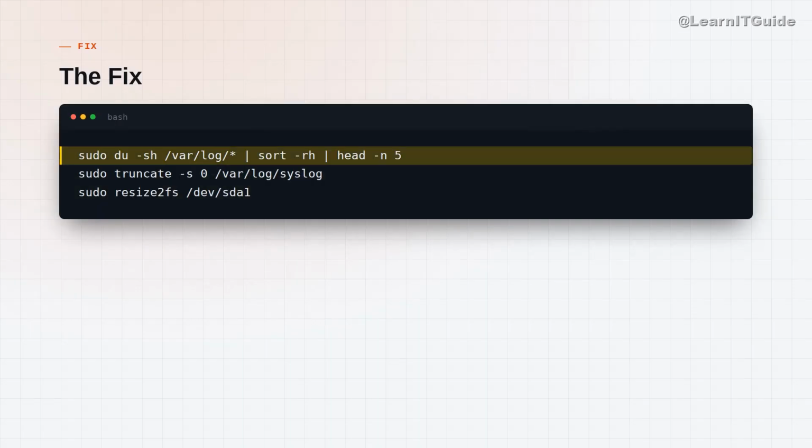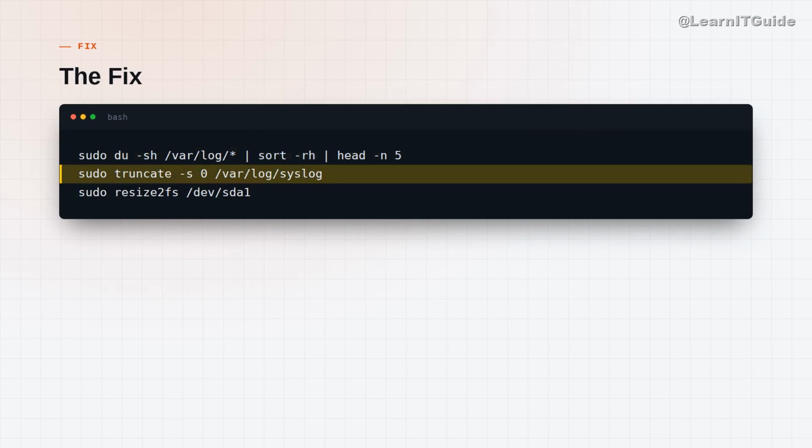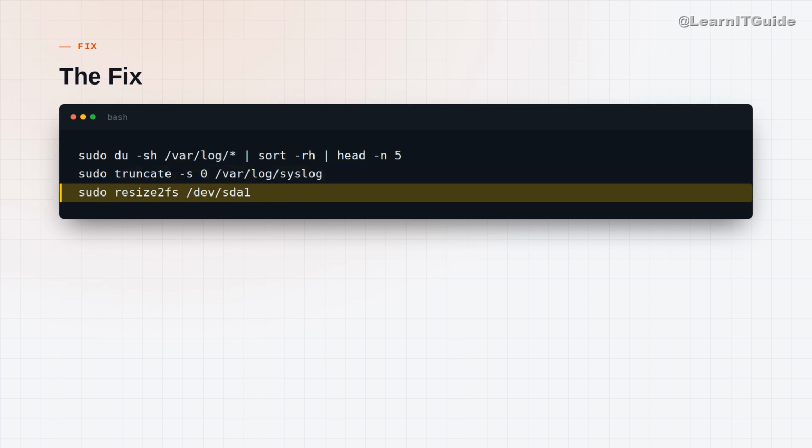To fix this, first identify the largest files using the disk usage command as shown. Then, truncate the log file to 0 bytes to immediately free space. Finally, if you have resized the disk in the Google Cloud Console, run the resize command to expand the file system. This is a standard procedure for any production Linux administrator.